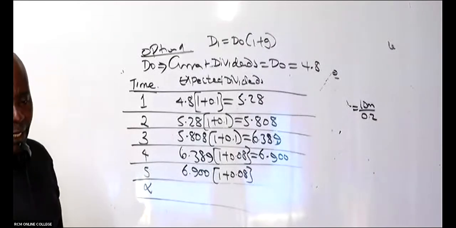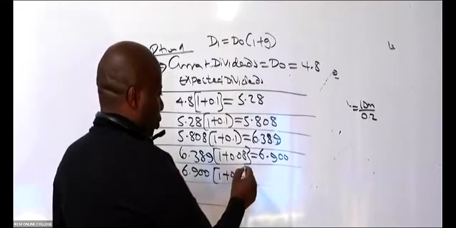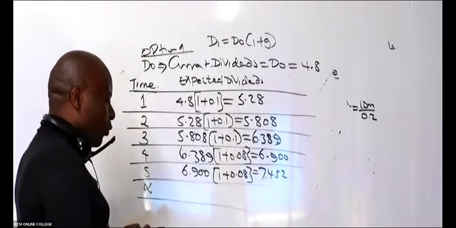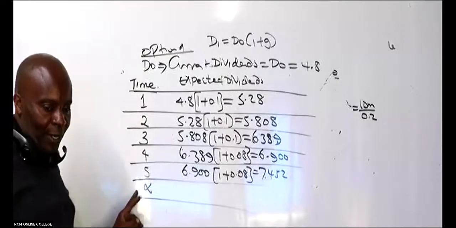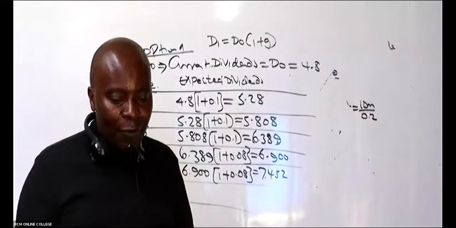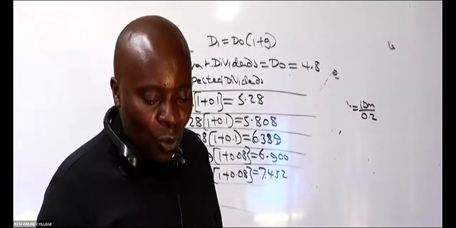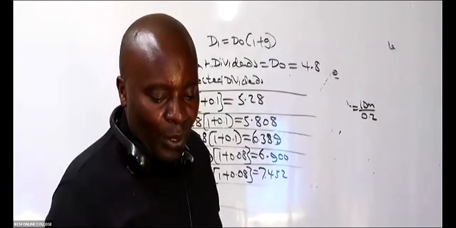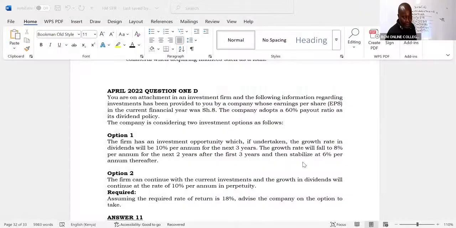So Joanne gives me 74.52. Ladies and gentlemen, from there we now go to what we are calling infinity, because they have told us that thereafter we are going to have a perpetual growth rate, stabilizing at 6% per annum.